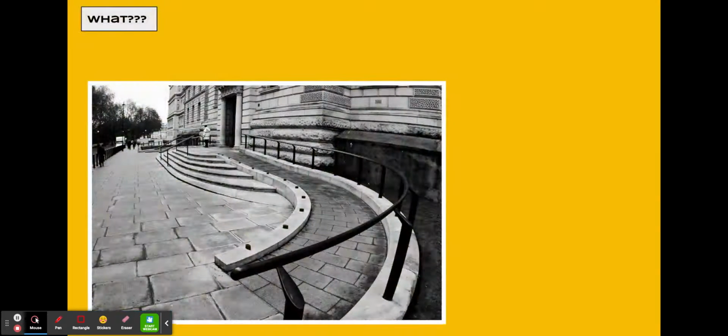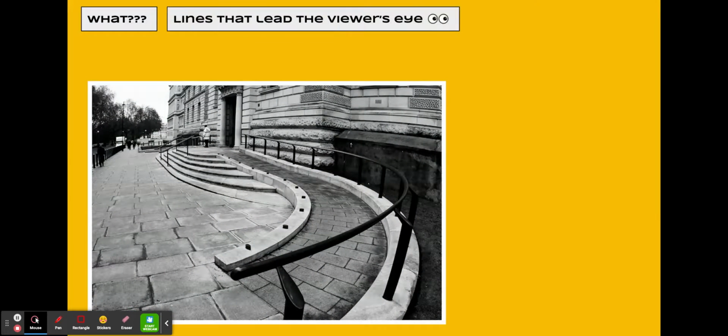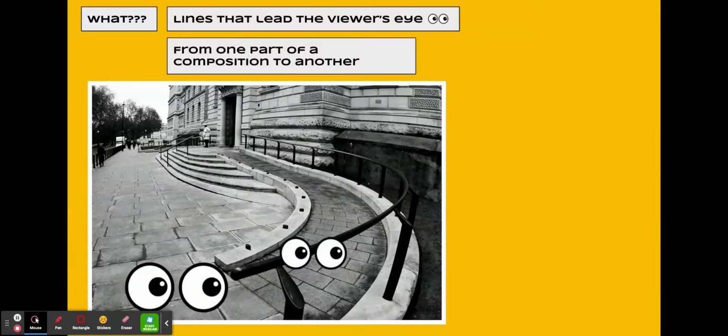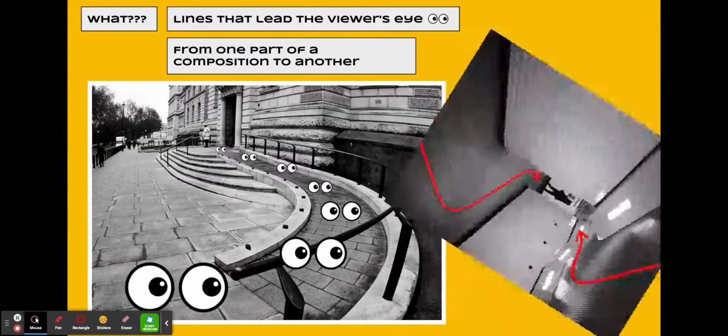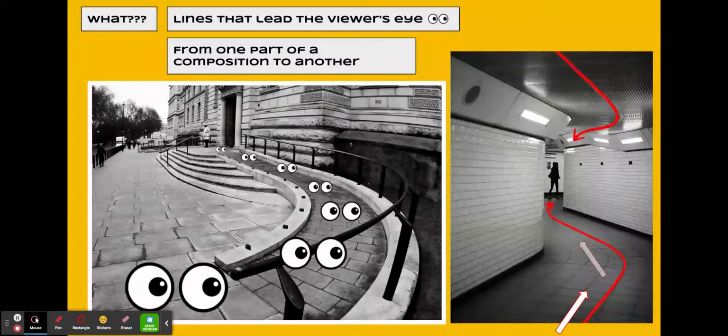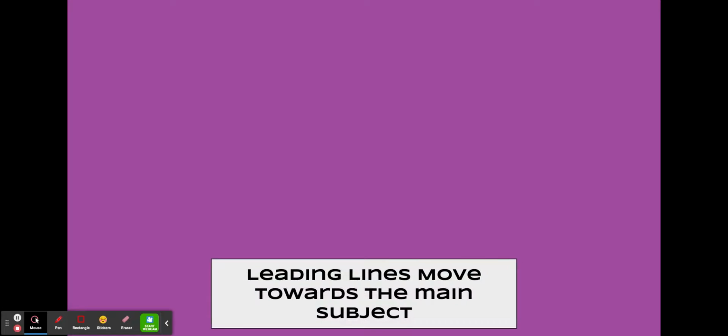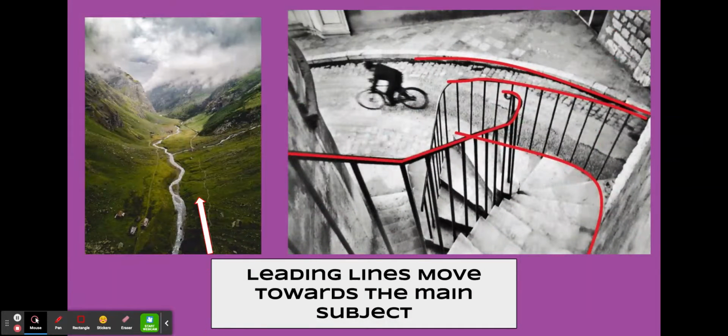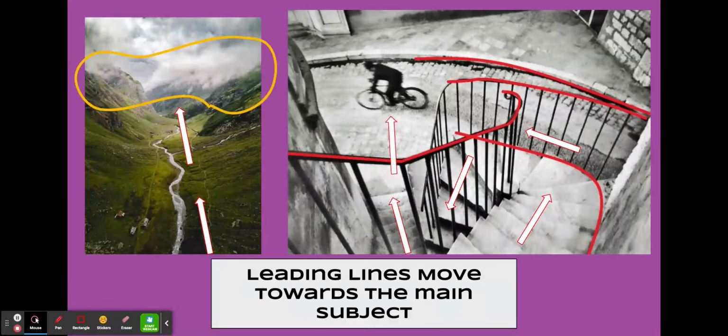All right, so what exactly are leading lines in a photograph? Simply put, leading lines are lines that lead the viewer's eye from one part of a composition to another. Usually, these lines start at the bottom of the frame and guide the eye upward from the foreground of the image to the background of the image. When used as a compositional technique, leading lines generally move toward the main subject of a photo. For instance, a river might lead the eye toward a fog-covered mountain in the background, or a spiral stairway drawing the viewer's attention toward a moving cyclist, as seen in this really nice photograph.